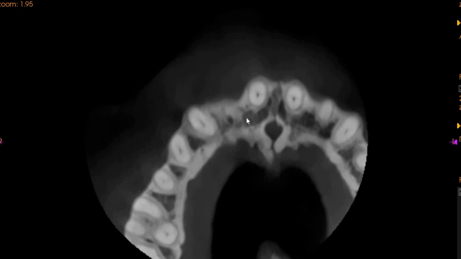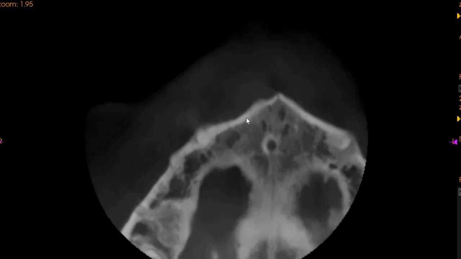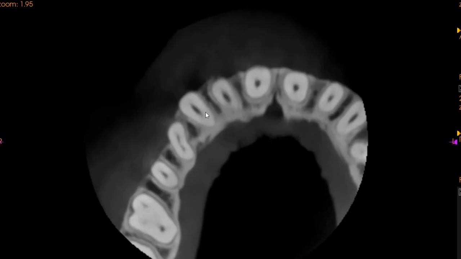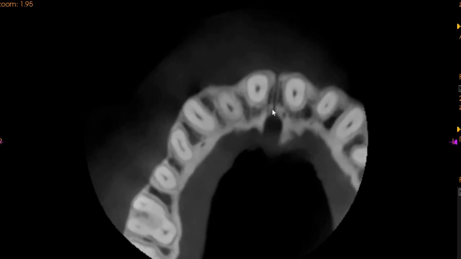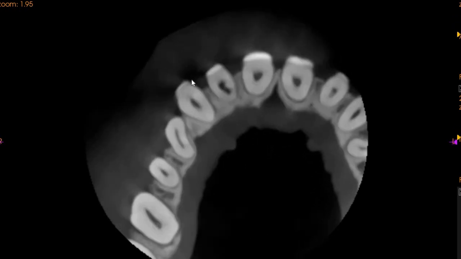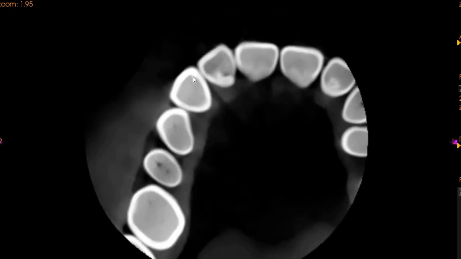So there are no significant radiolucencies associated with this tooth. The canine appears to be normal on the panoramic scan. Here we can see this is where the premaxilla is not completely attached in the midline. This is the incisive foramen region. Other than this, we don't see anything else significant.